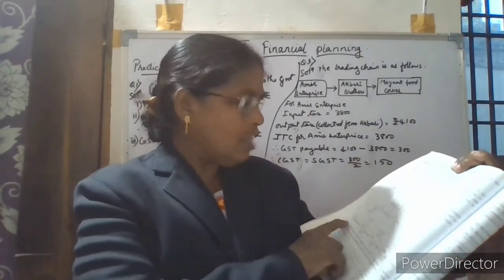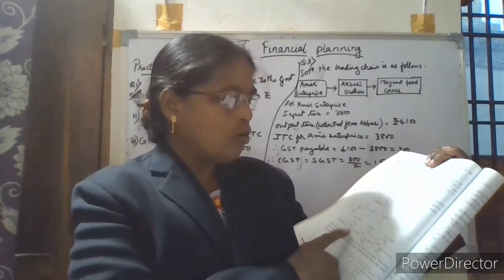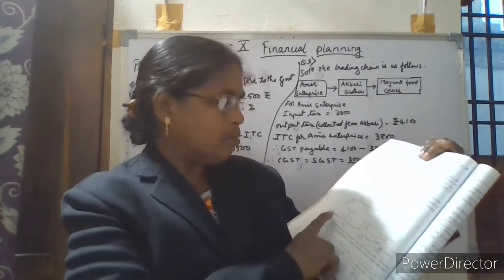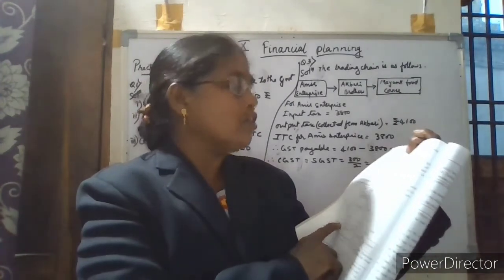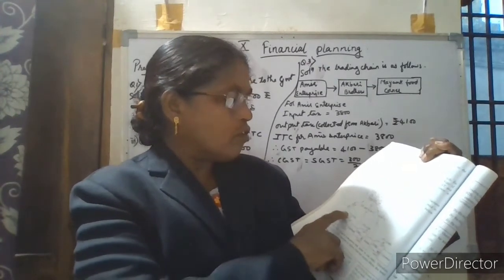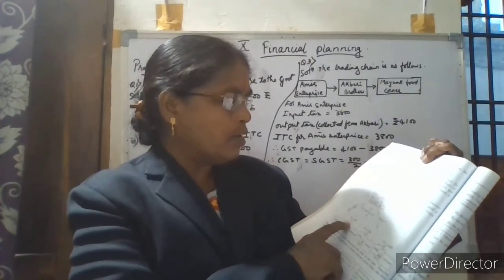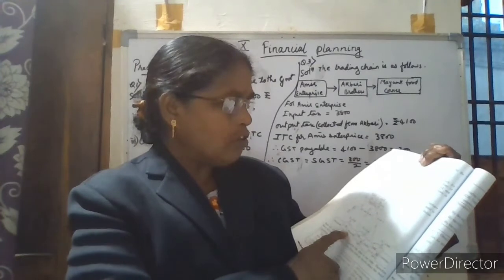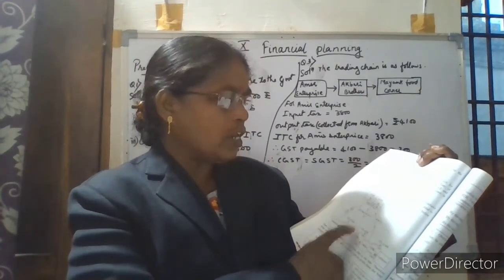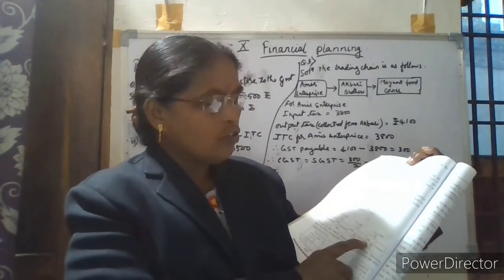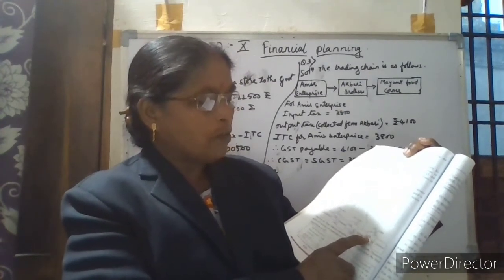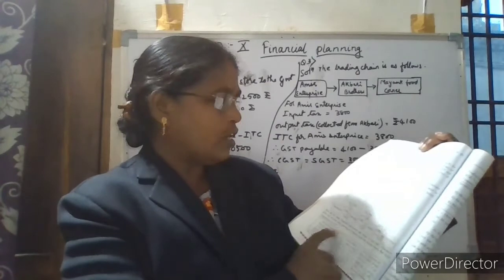You can see that manufacturer to the wholesaler, wholesaler to the retailer, and retailer to the customer. The manufacturer sold it for rupees 200. So 12% GST of 200 is 24 rupees. Then the wholesaler sold it to the retailer for 300. 12% of 300 is 36 rupees. And the retailer sold it to the customer for rupees 400. 12% of 400 is 48 rupees.